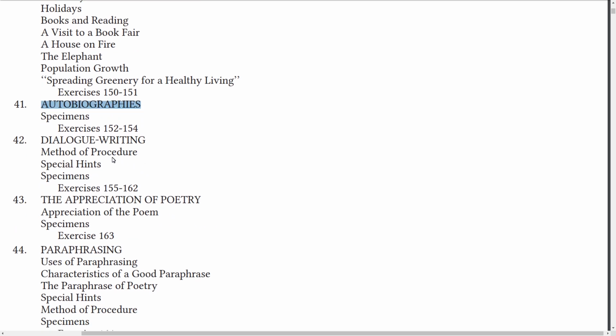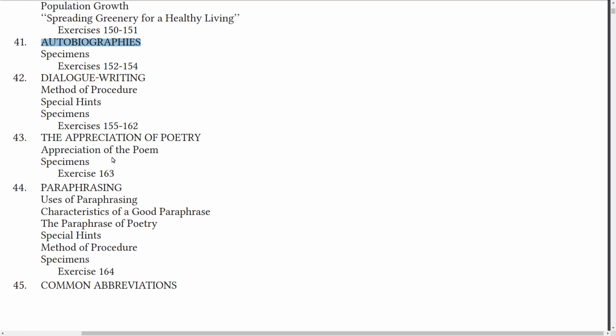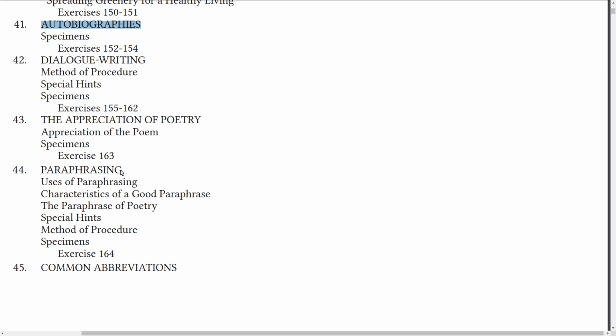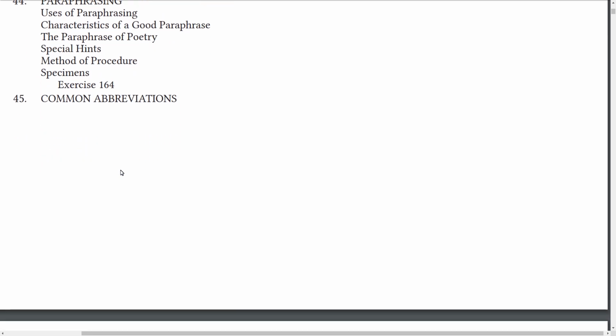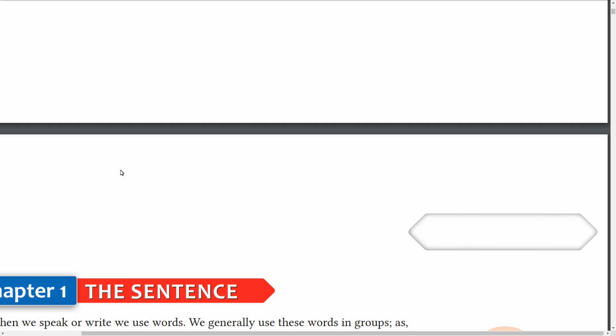Then we'll discuss dialogue writing, how you can write a small dialogue. We can say a short conversation or small talk. Then poetry, paraphrasing, common abbreviations in the English language.